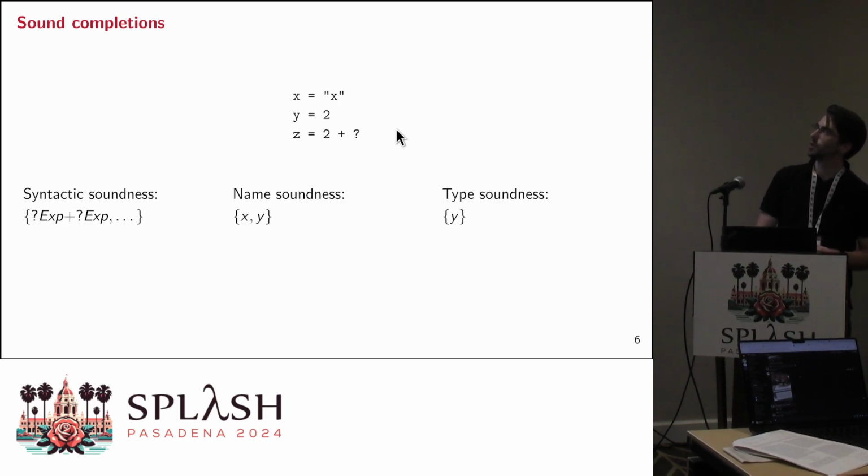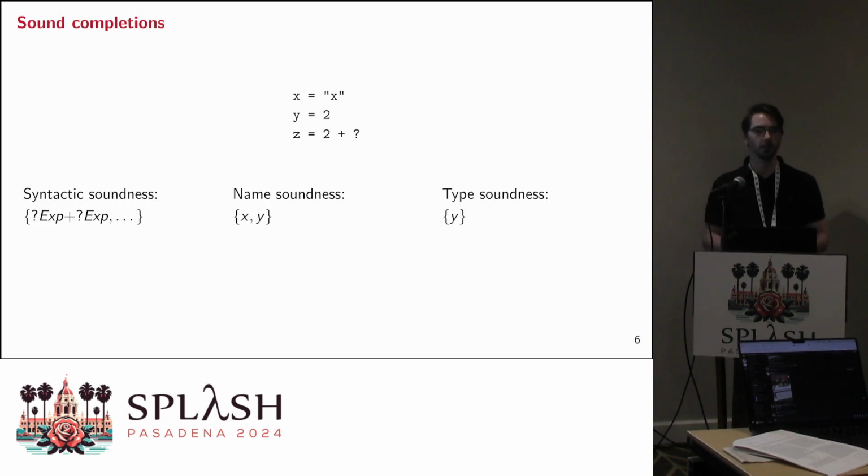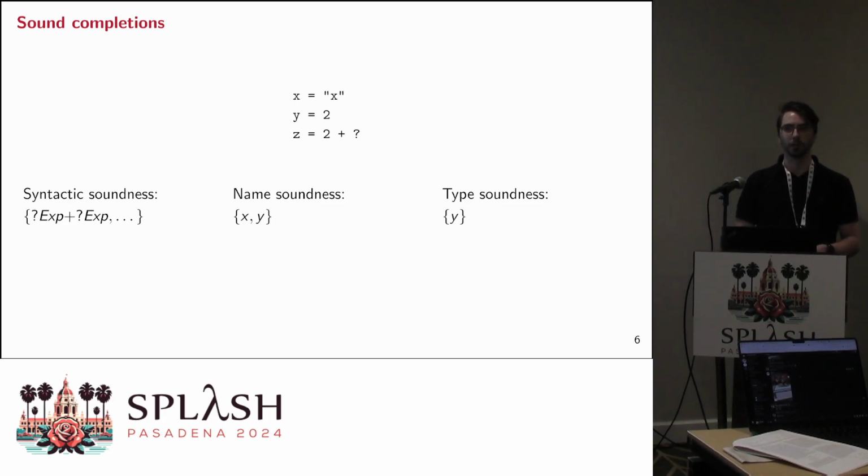So in this example, X and Y are valid because they are in scope, but Z is not valid because Z is being defined and not in scope. If you would try this example in any editor, they will give X, Y, and Z as completion candidates.